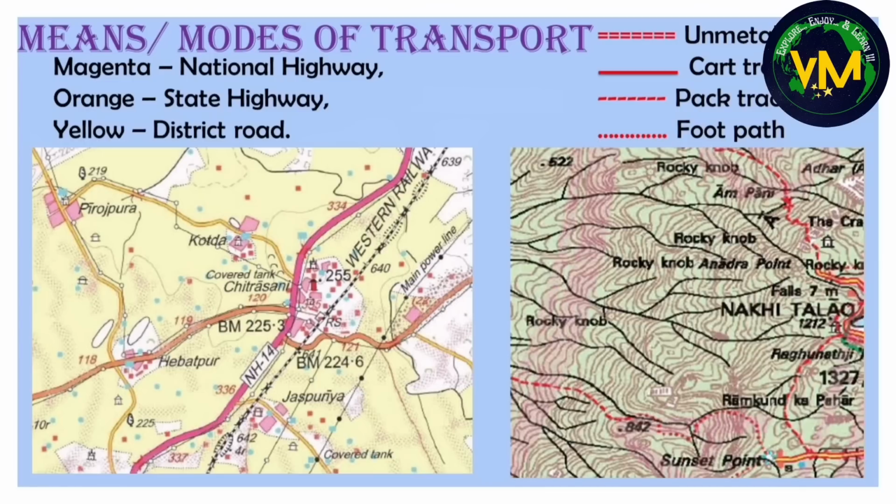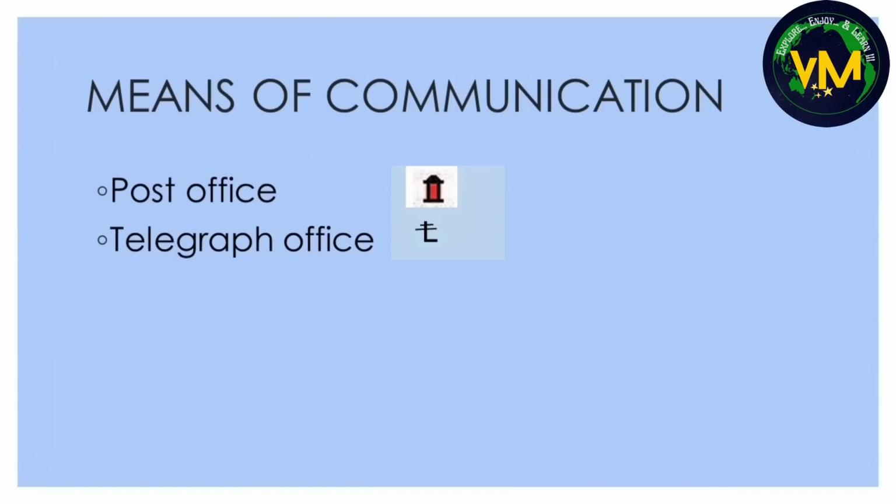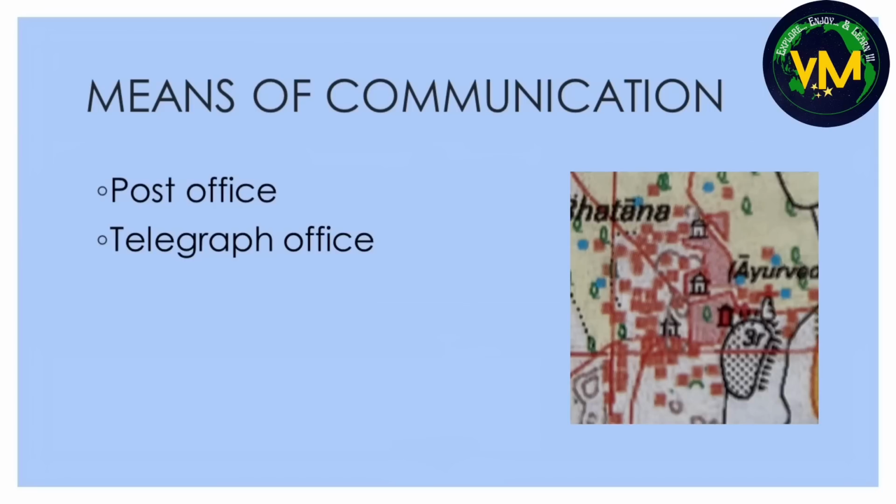Under means or modes of transport, we have several metal roads and so many types of unmetalled roads. The question may be, name the road connecting place A and place B. You should be able to identify the type of road. And for means of communication, we have the post office and telegraph office. What is a means of communication in settlement A? If you see a post office or telegraph office, you should write this as the answer.